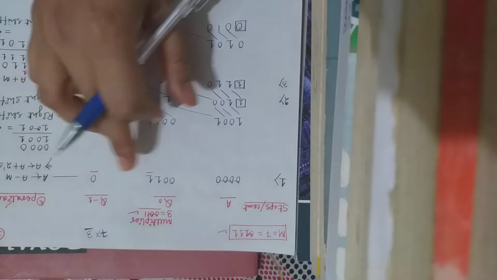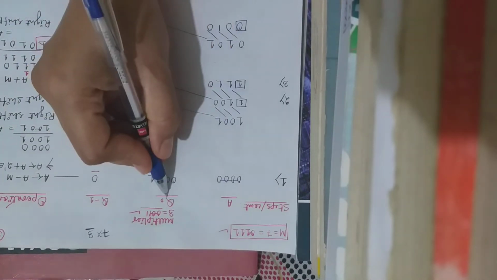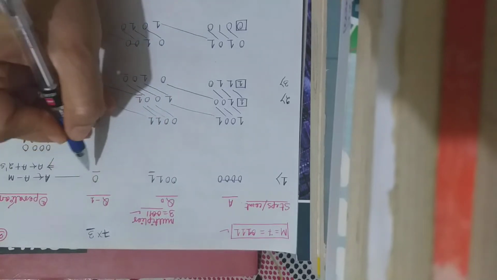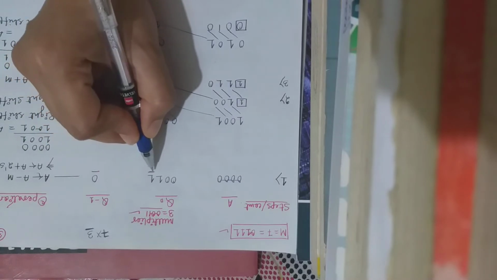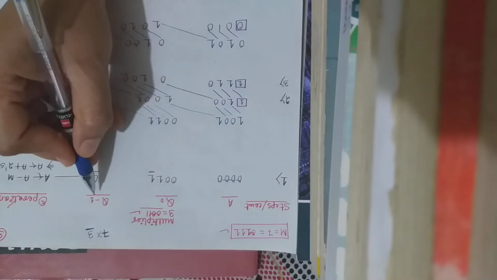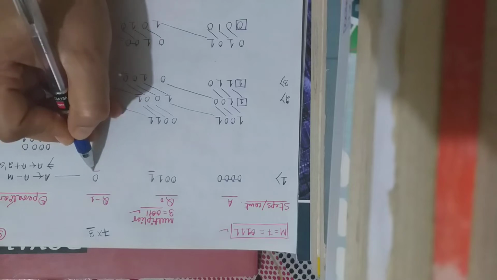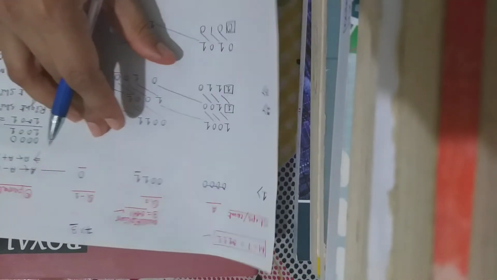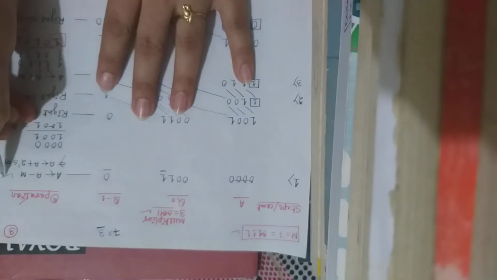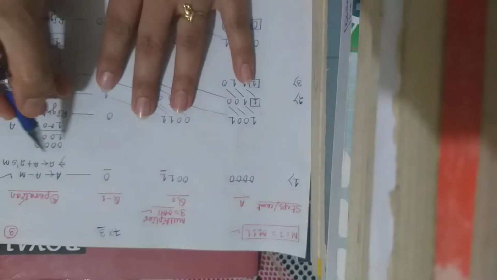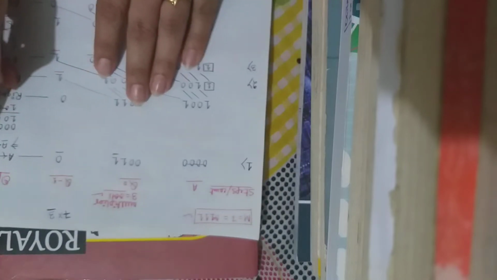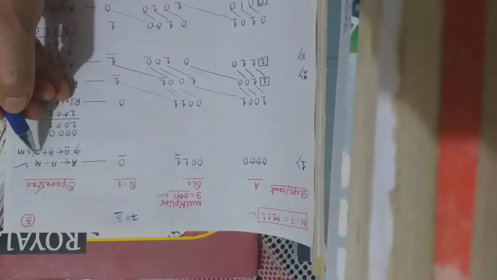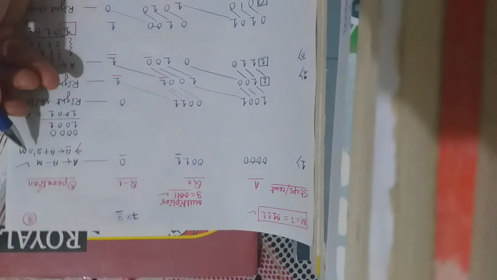So here we have to check the two values, the Q naught value and the Q minus 1 value. Q naught means this 1 and Q minus 1 this 0. If the values of Q naught and Q minus 1 are 1 and 0, then according to our flow chart we have to perform A equal to A minus M. Here A is 0 0 0 0, and minus M means the 2's complement of M.